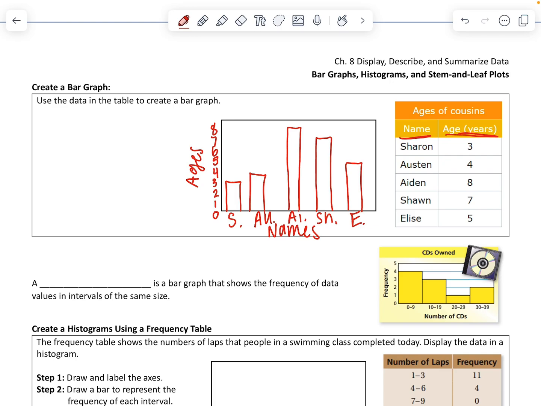Histograms is what we're going to learn next, and those are very similar to bar graphs. A histogram is a bar graph that shows the frequency of data values in intervals of the same size. When it says intervals, that's the key word. That's the main difference between bar graphs and histograms.